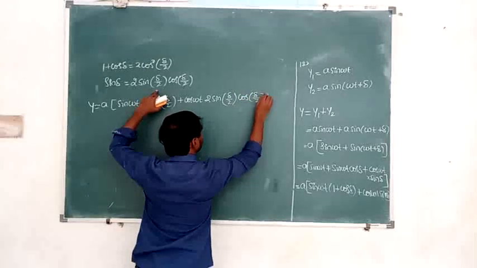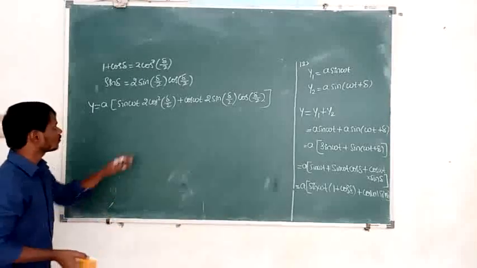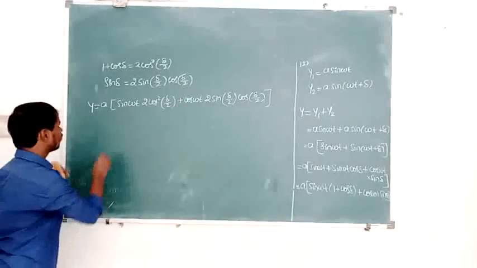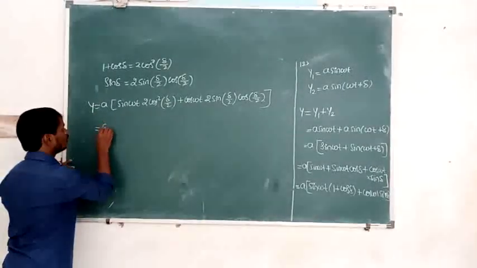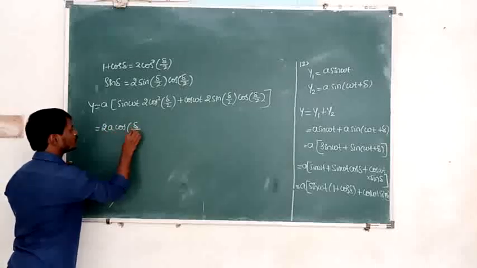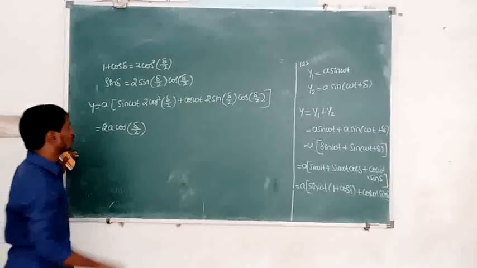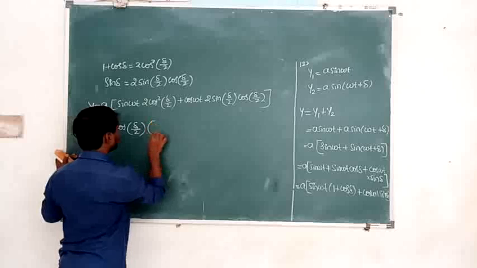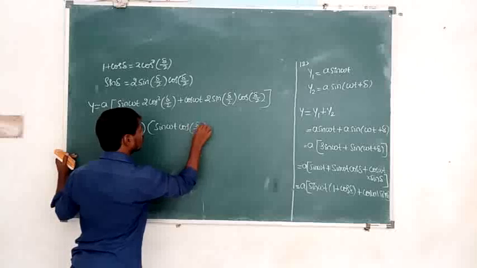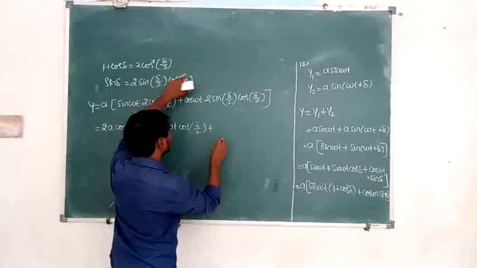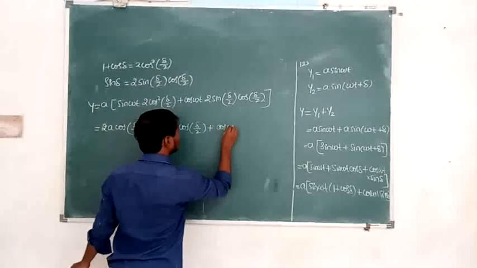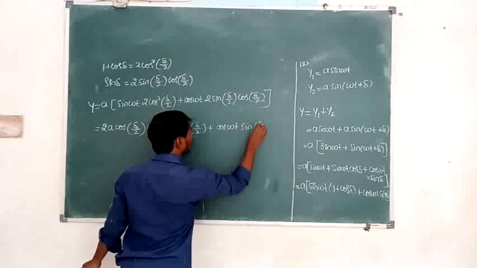Here what is common? Cos del by 2 is common in both. 2 cos del by 2 is common. I will take 2 cos del by 2 as common, so 2a into cos del by 2. Here what is left now? Sin omega t into cos del by 2, and cos omega t sin del by 2.